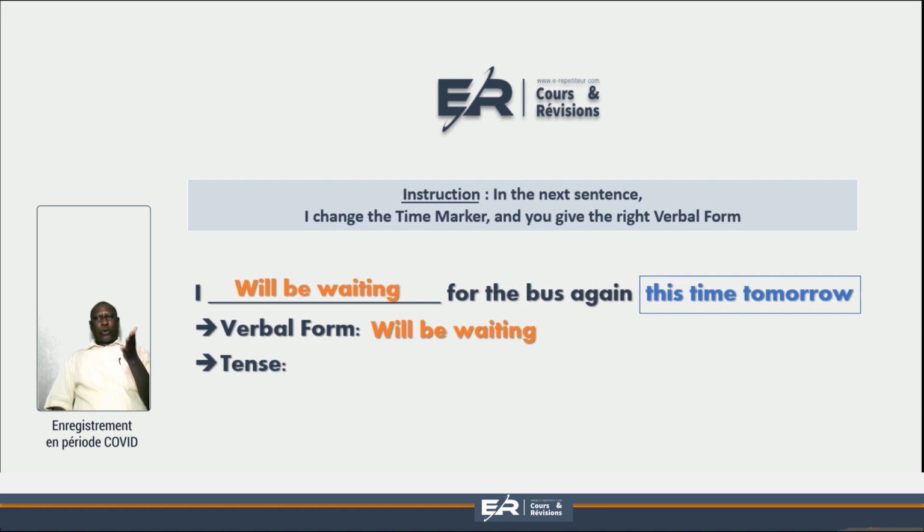The verbal form is will be waiting, but what is the tense? Future continuous. We have seen that the future continuous describes an action I will be doing at a given moment in the future. Donc, je répète en français, le future continuous décrit une action que je serai en train de faire à un moment spécifique dans le futur. Don't forget, future continuous. Let's move on.